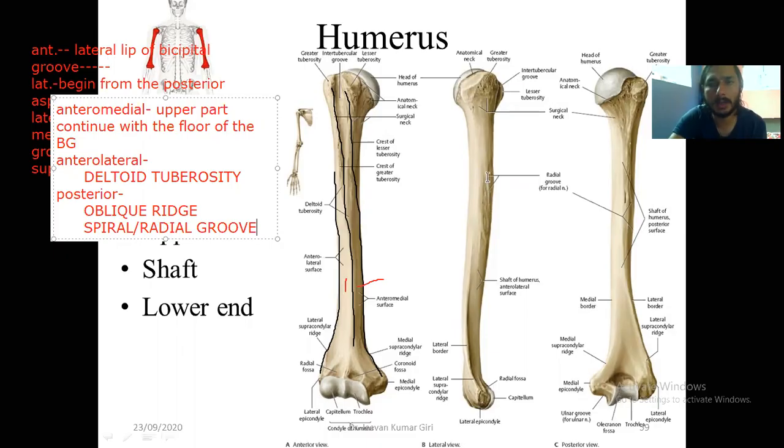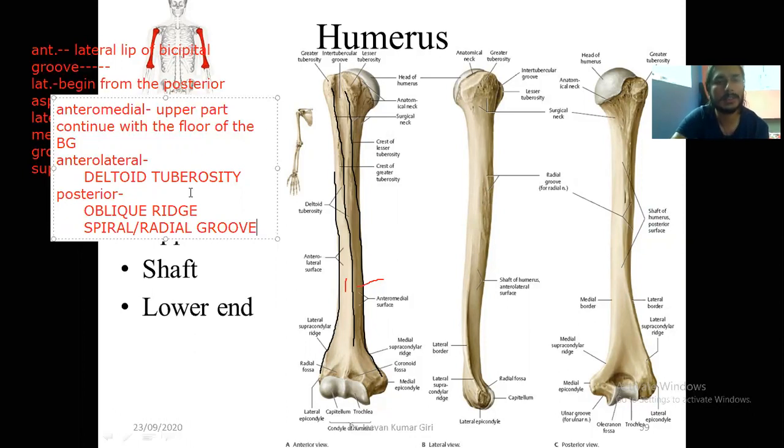And just above the groove there is the oblique line. In that line the bony surface is irregular, giving a ridge-like appearance. So that is the oblique ridge. The oblique ridge and the spiral or radial groove both lie on the posterior surface, and above the groove there is the oblique ridge. In the oblique ridge there is the origin of the triceps muscle. While reading the muscle attachments you will get to know about that.